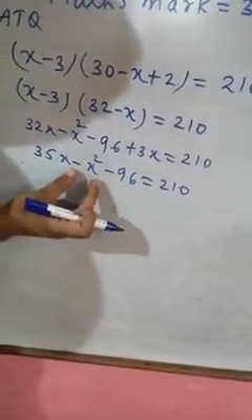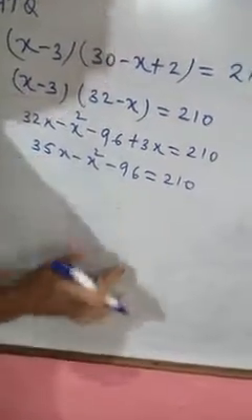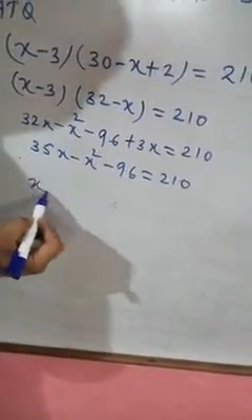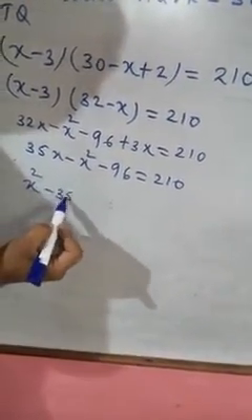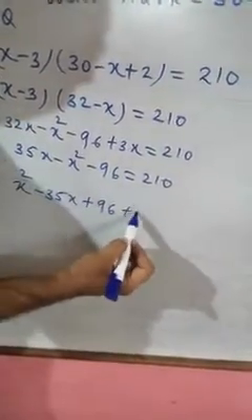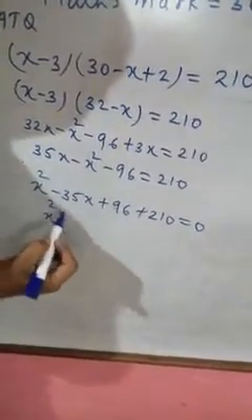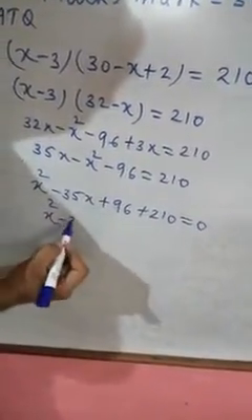Like I told you in the previous class also, x square we have to keep positive. So all these three terms will transfer to this side. So x square will be positive, 35x will be negative, 96 will be positive, and 210 equal to 0. x square minus 35x.